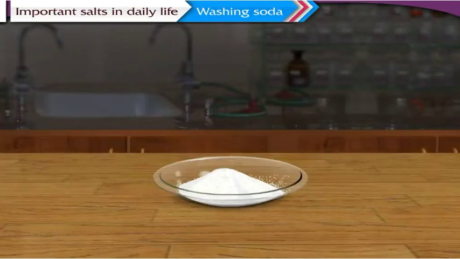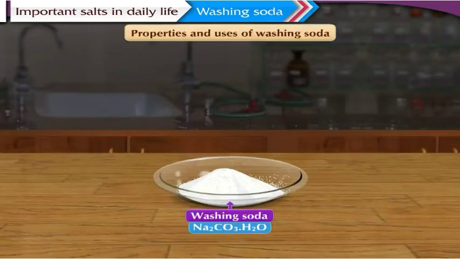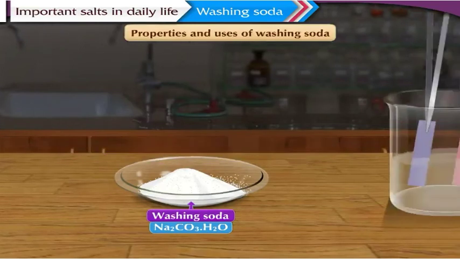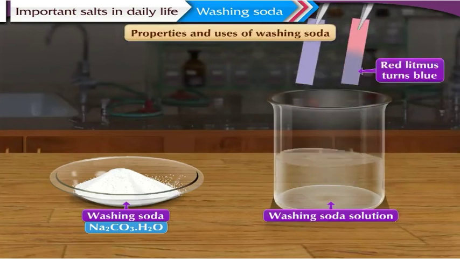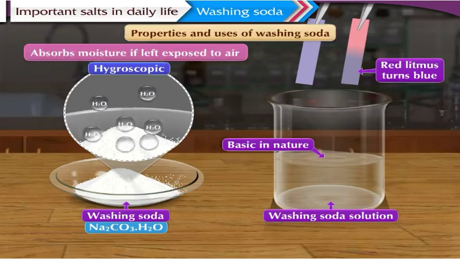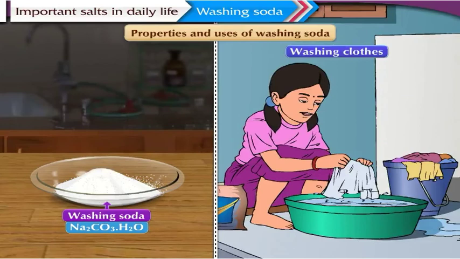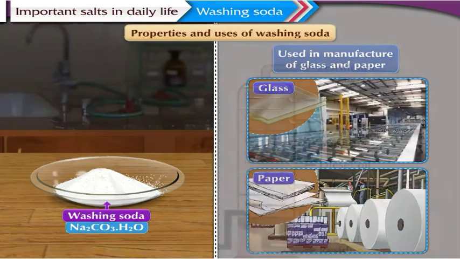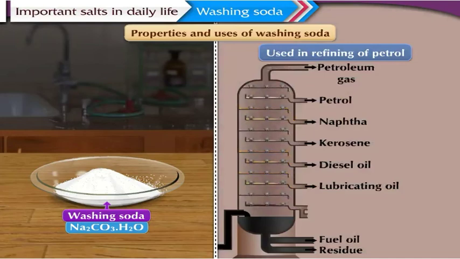Now let us understand the properties and uses of washing soda. Washing soda is a whitish and odorless powder at room temperature. It turns red litmus paper blue. This shows that it is basic in nature. It is hygroscopic, that is, it absorbs moisture if left exposed to air. It is used mainly for washing clothes. It is used in the glass and paper industry. It is also used in refining of petrol.